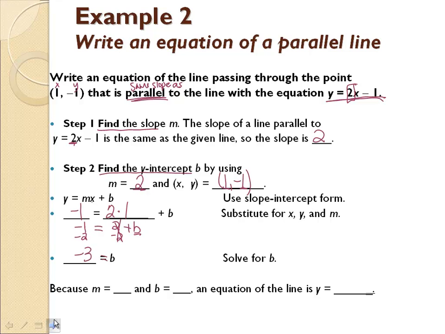So finally, step 3, and I should have written step 3 right here, because my slope, my m is 2, and my b, my y-intercept is -3, we're going to write an equation, and it's 2x plus -3. In simplified form, though, it's y equals 2x minus 3. So again, we followed our same 3 steps. Find the slope, find the y-intercept. We just found the y-intercept a little different way now. And then the third step is to write the equation.